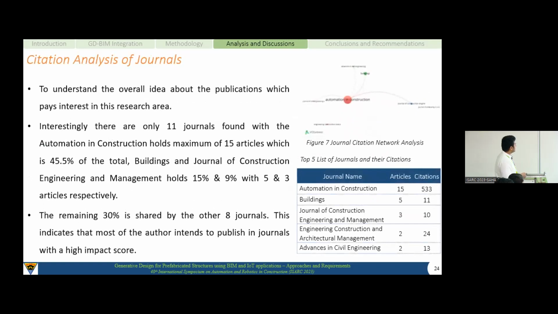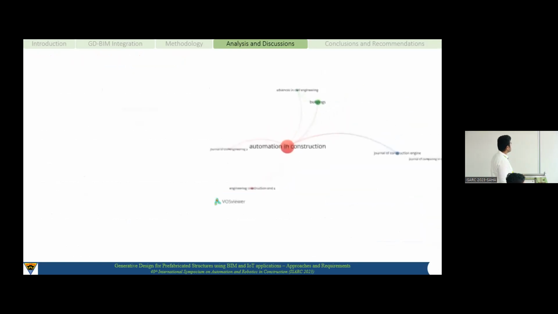For the citation analysis of journals, there are 11 journals that we found in the analysis, out of which Automation in Construction has published more papers, and it is drastically higher compared to the other publications.